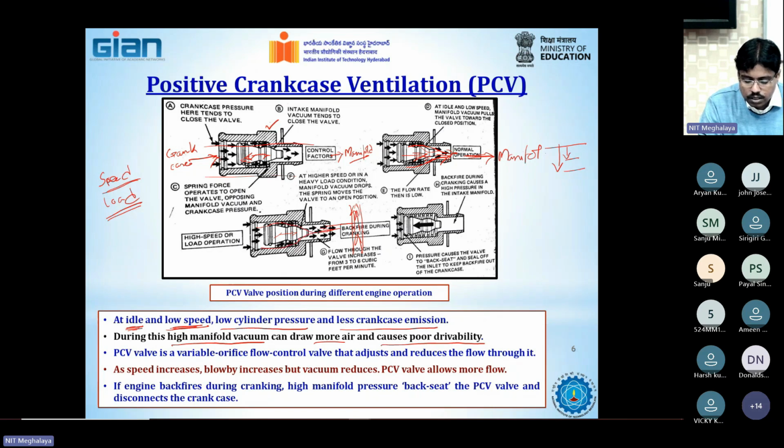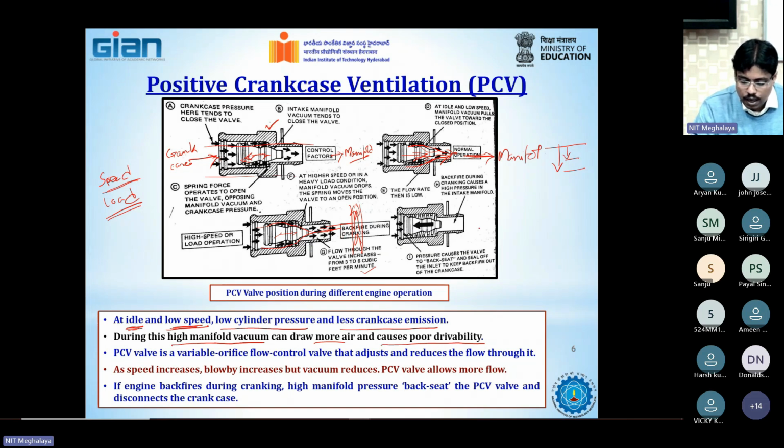The passage around this bob is fully open, and now from the crankcase, the entire quantity of blow-by, whatever quantity is coming, can pass through. So the flow through the valve increases from 3 to 6 cubic meters per minute when you operate at medium to high load or high speed operation. This is the scenario when the bob is slightly released and the passage gets opened up. In this way the PCV valve works.